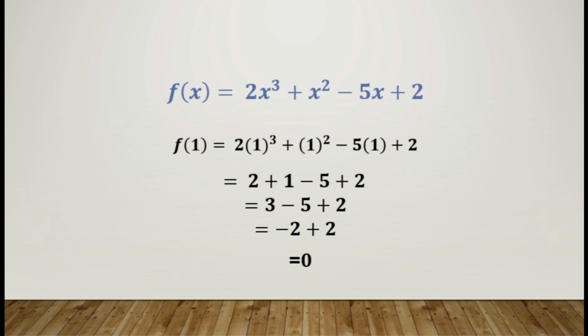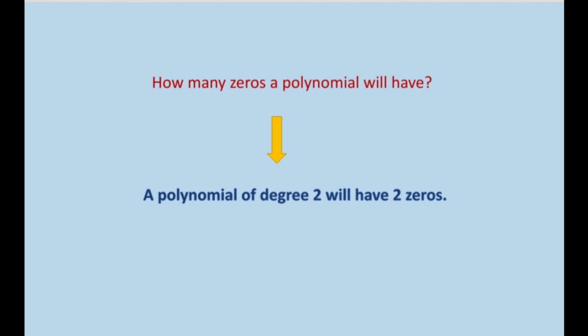And remember that this is not the only zero of this polynomial. You can have many other zeros. It all depends upon the degree of the polynomial. Any polynomial can have degree 2 or 3 or 4, and so it can have that many zeros. For a polynomial of degree 2, it can have 2 zeros. For a polynomial of degree 3, it can have 3 zeros.